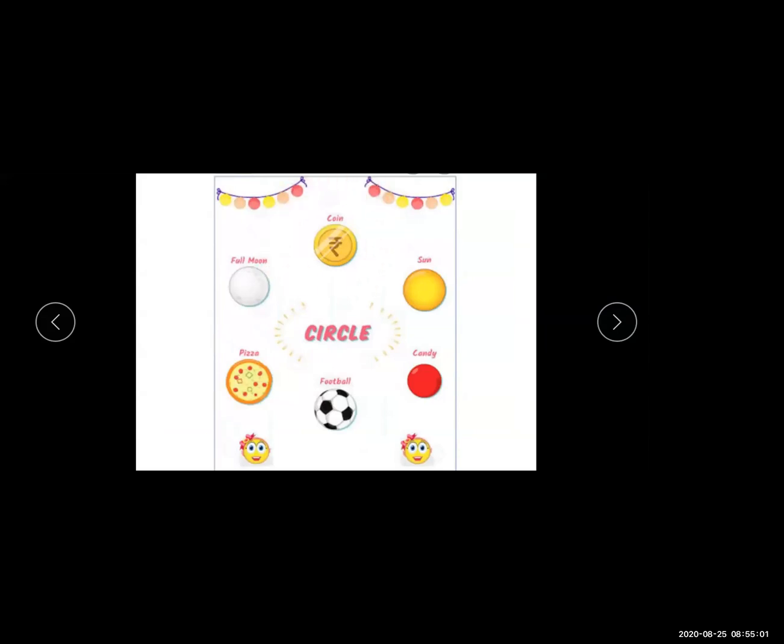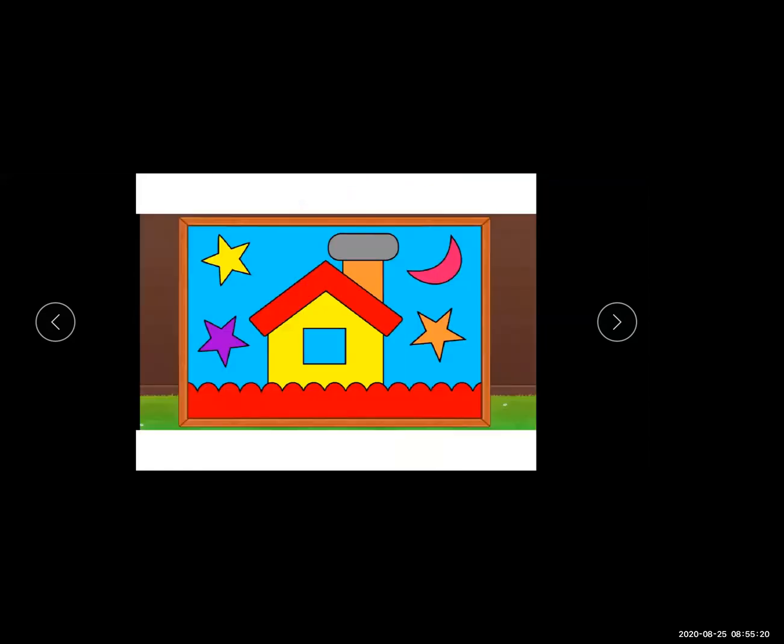Coin is there. Sun is there. Candy is there. Football is there. And pizza is there. Full moon is also there. So these all are the examples of circle. Okay. Now see students, this picture is of house.